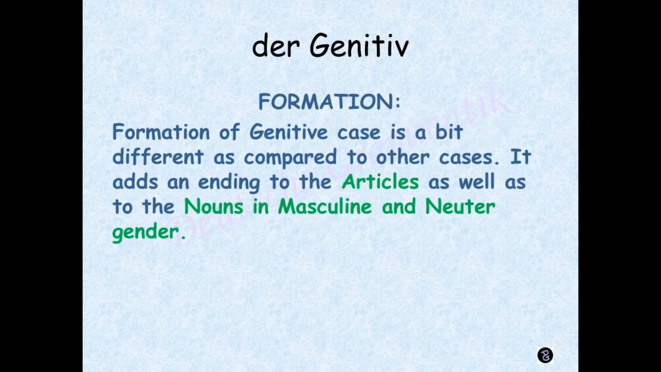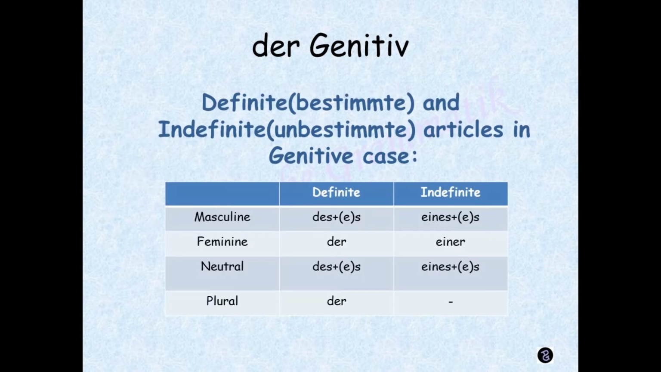The formation of genitive case is a bit different as it adds an ending to the articles as well as the nouns in masculine and neutral gender. Let's first discuss the definite and indefinite articles in genitive case. The definite article in masculine is des plus es or s. For feminine it is der. For neutral it is des plus es or s. And for plural it is der.